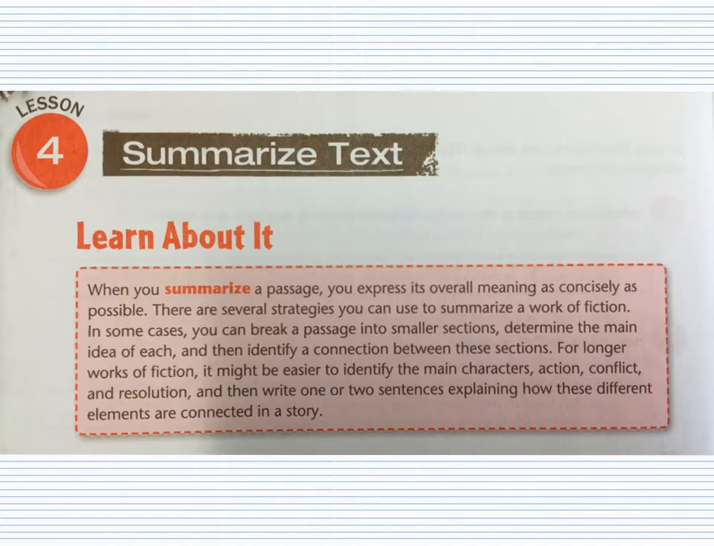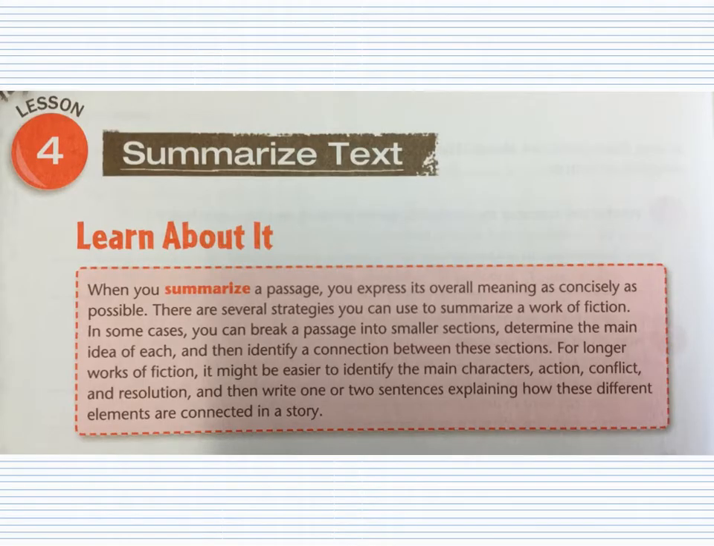When you summarize a passage, you express its overall meaning as concisely as possible. There are several strategies you can use to summarize a work of fiction. In some cases, you can break a passage into smaller sections, determine the main idea of each, and then identify a connection between these sections. For longer works of fiction, like the novel we're reading, it might be easier to identify the main characters, action, conflict, and resolution, and then write one or two sentences explaining how these different elements are connected in a story.